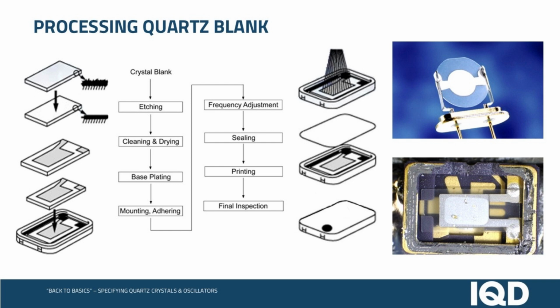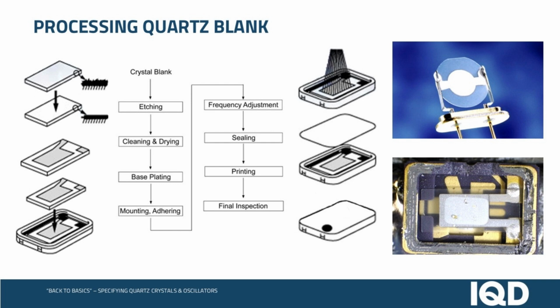The base plating material is normally silver. That's the commonest metal that's used. Sometimes gold, but generally it's silver. Once the electrodes have been plated onto the quartz, it is then mounted into a holder. It then is adjusted to frequency, and the frequency is adjusted by removing or adding electrode material. We then place a lid on the device, it's sealed and tested. And that gives you a quick summary of the process of what's involved.